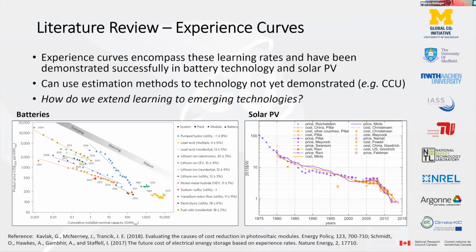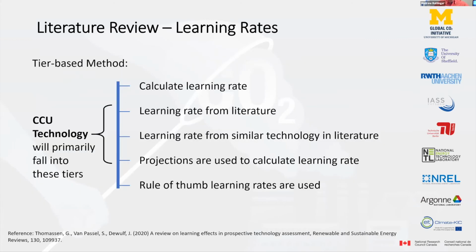We did quite an extensive literature review, and we arrived at basically a tier-based method. How this works essentially is that whenever possible, you would use whatever is the most accurate method for calculating the learning rate. Ideally, you would have primary data from some CCU technology that's been demonstrated at a large scale. Unfortunately, because it's at such an early stage, we're probably more likely to fall a little further down this scale. Basically, we continue to move down rungs to make up for these holes in data availability.